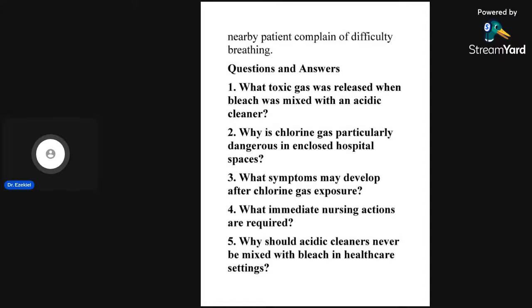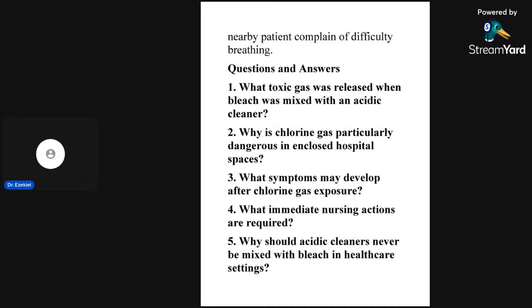So why should acidic cleaner never be mixed with bleach in a healthcare setting? Now, acidic cleaners or basic cleaners: quack is a base, and vinegar is an acid. So acidic cleaners and basic cleaners should not be mixed because they will release salt and water, and they will release a gas. And those gases can be poisonous and life threatening. You understand? So know this at your fingertips. If you have questions, just keep asking. I will address them as we go on.